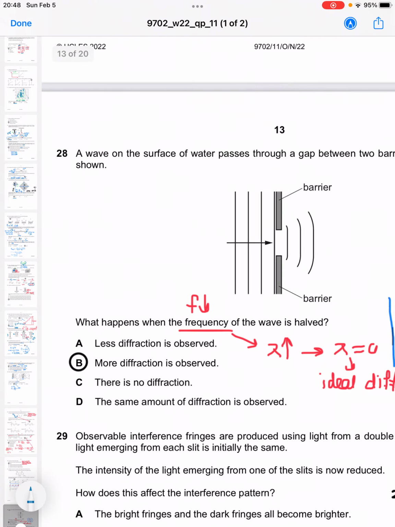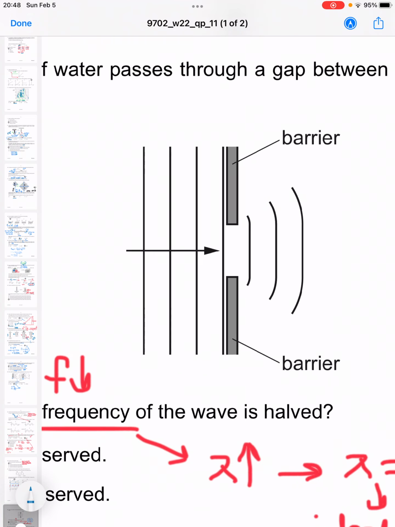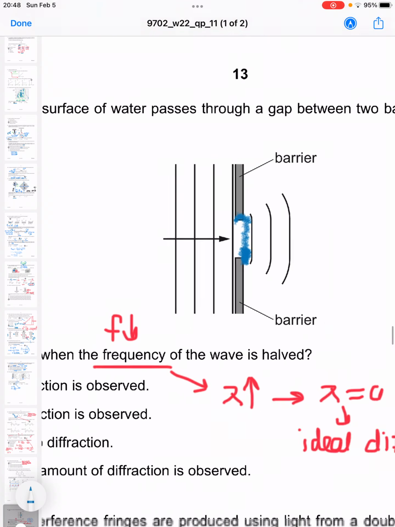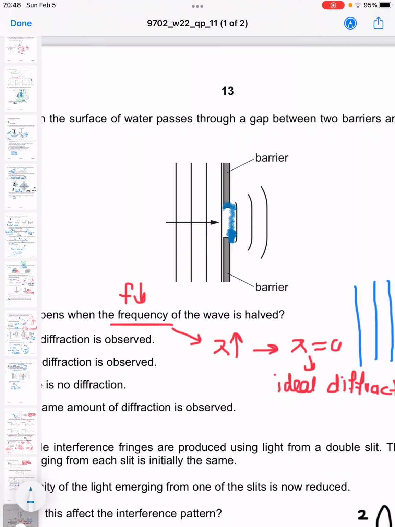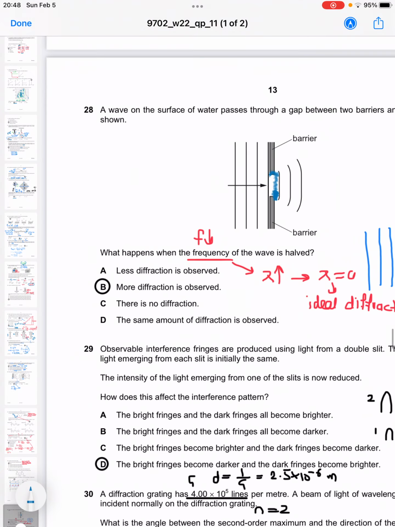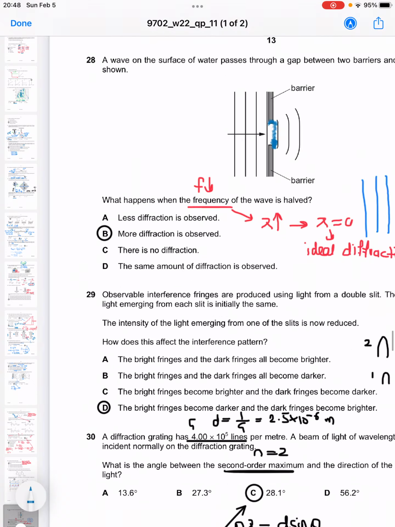Question number 28 says that a diffraction pattern is given. What happens when the frequency of the wave is halved? When the frequency of the wave is halved, the wavelength lambda increases. When lambda increases, the wavelength becomes approximately equal to the slit opening. So it would produce a better, an ideal diffraction like this. More diffraction is observed. B is the appropriate answer.